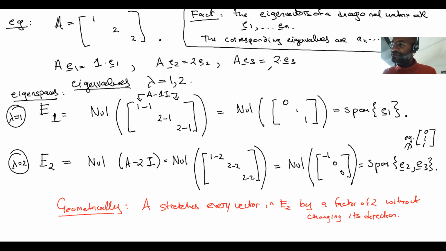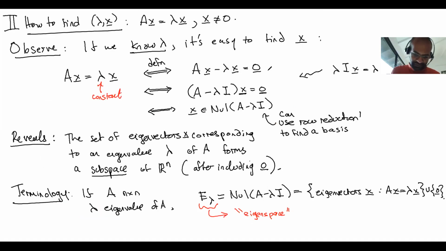Okay, so we've kind of kicked the can a little down the road here. This is how to find eigenvectors given the eigenvalues, but how do you find the eigenvalues, right? We don't know this lambda, so now we write.